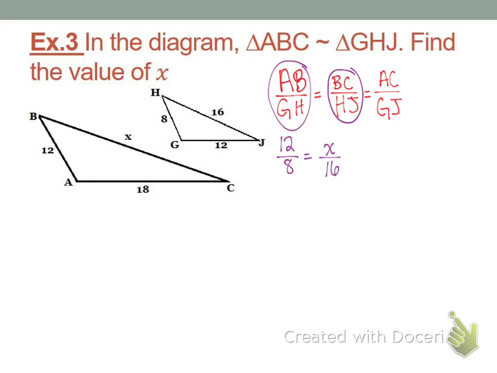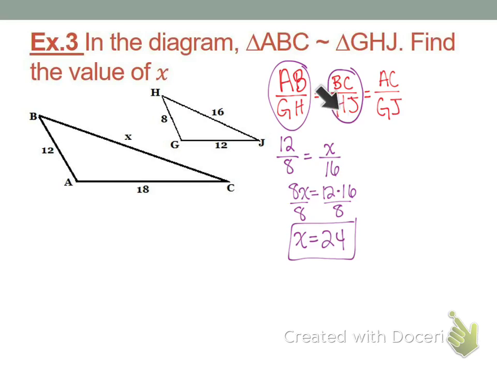To solve proportions, we should cross multiply. 8x equals 12 times 16. Divide by 8. What do we get? 24. That's all they wanted was the value of x, so we're done.